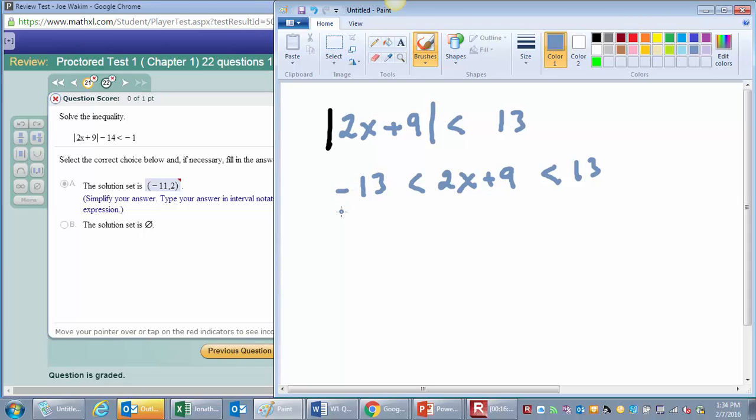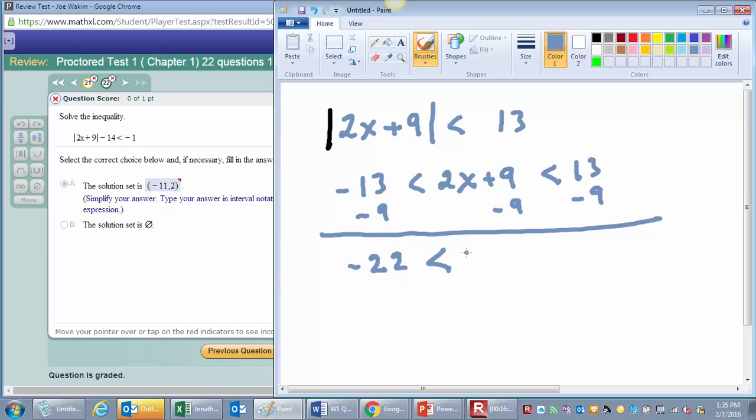And then solve. If you solve this problem, you need to subtract 9 from all sides. So 13 plus 9 is 22. So we have negative 22 less than 2x. 9 minus 9 will cancel. And 13 minus 9 is 4. We want x by itself. Let's divide everything by 2. We don't flip because we're dividing by a positive number. And this is negative 11.